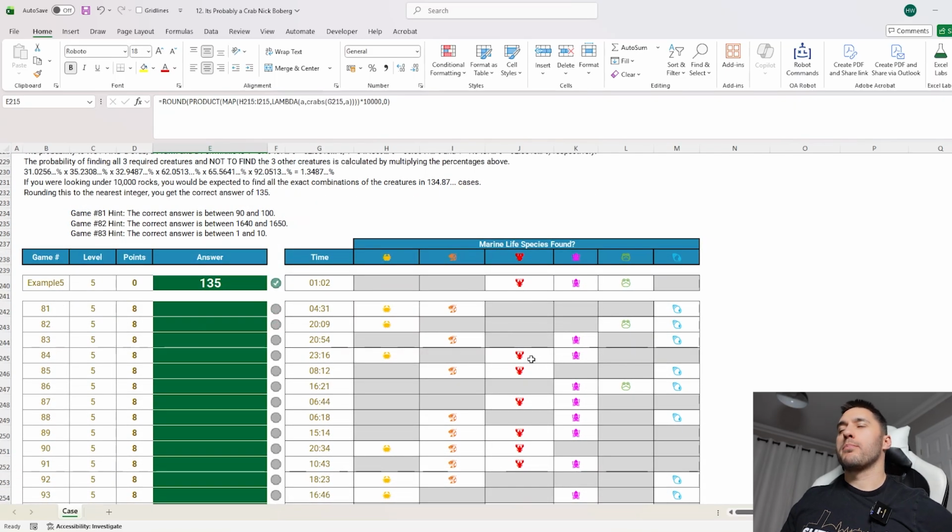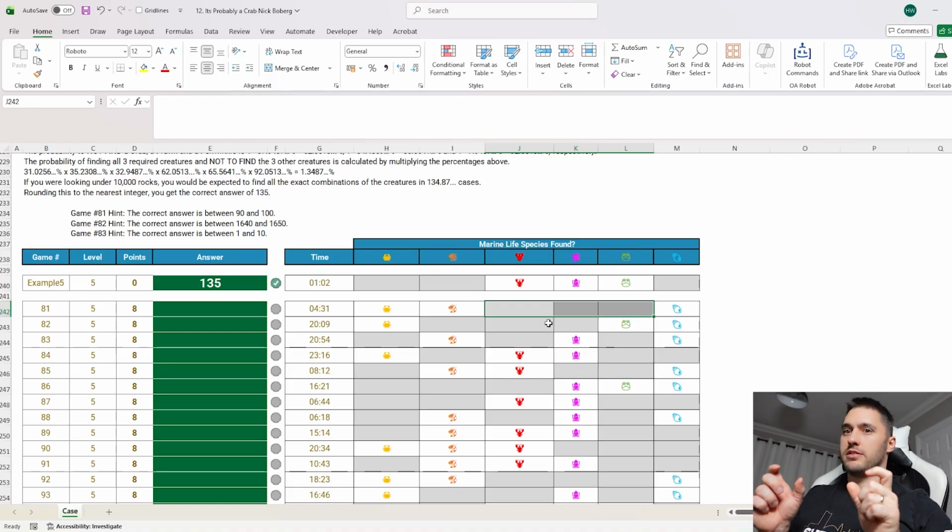So we want to know the probability of finding this exact combination. So where there's a blank, we need to not find the creature. So the probability of not finding something is 1 minus the probability of finding it. So if there's 10% chance to find it, then there's 90% chance to not find it.